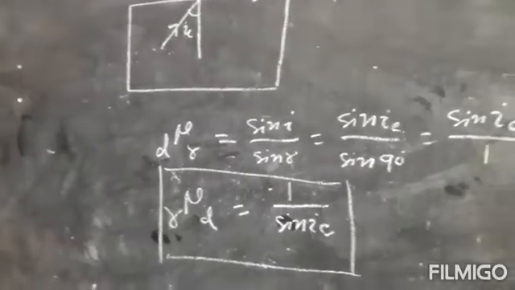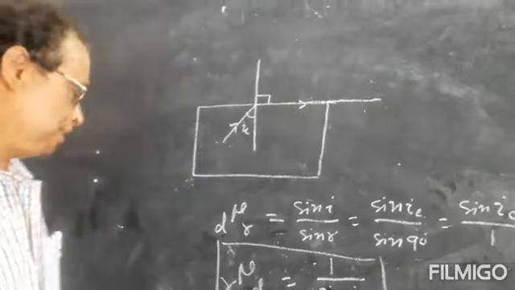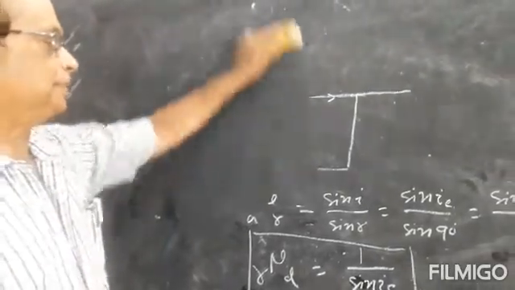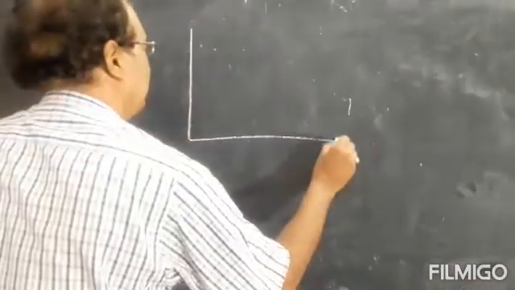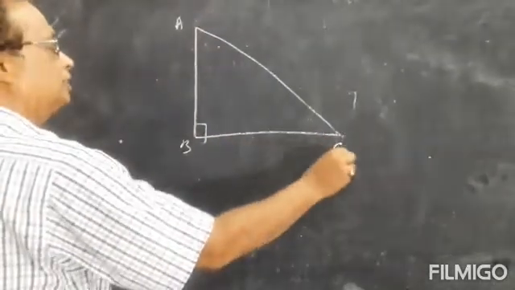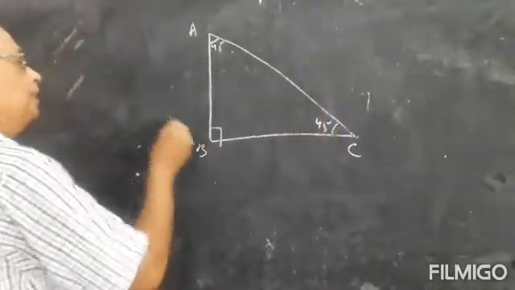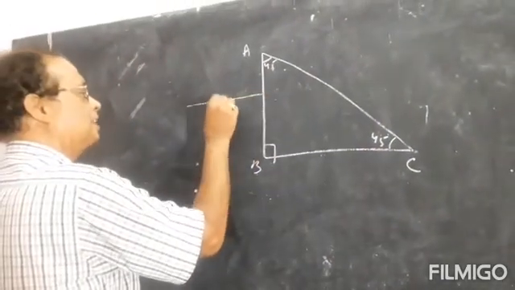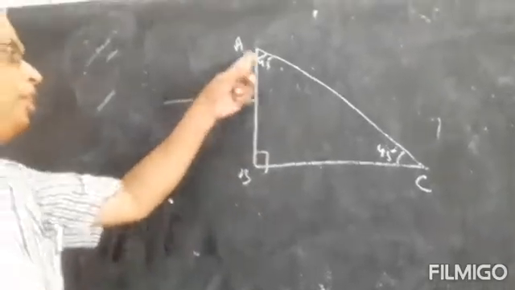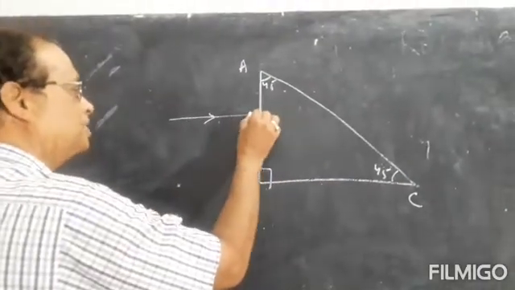Now we will see the total internal reflection of light in a right angled isosceles prism. So if this is a right angled isosceles prism, say ABC, with 90 degree here, this is 45, this is 45 degree. Now if a ray of light is made incident on this surface AB at 90 degree, it will pass out and pass straight, no bending.